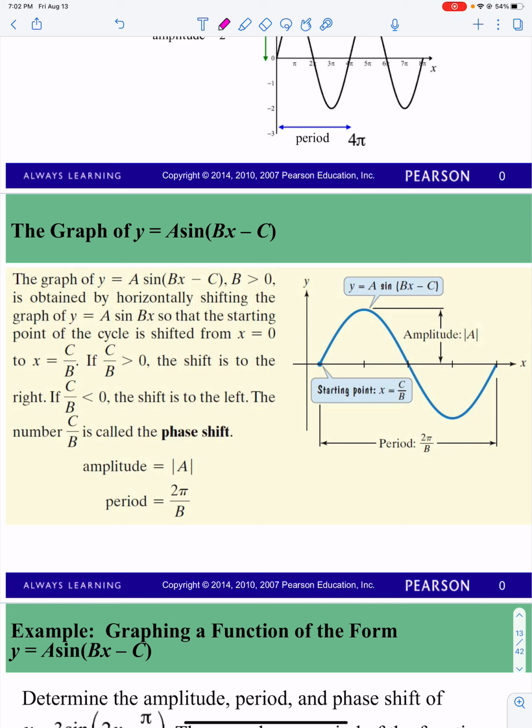Okay, so there is one thing that will be super important. It's called the phase shift. The phase shift is always with respect to what? X. So this is why.